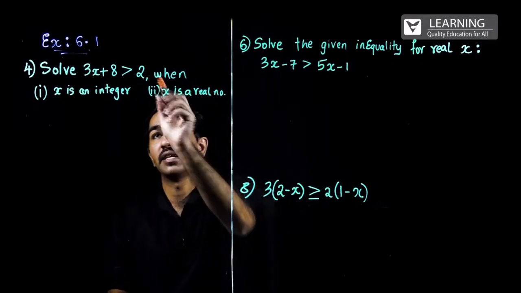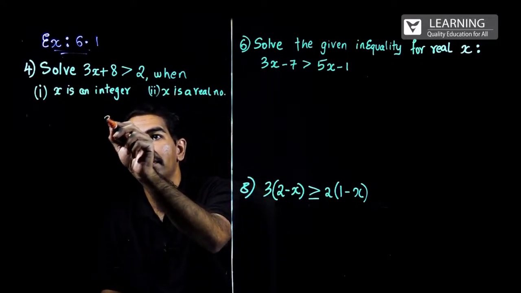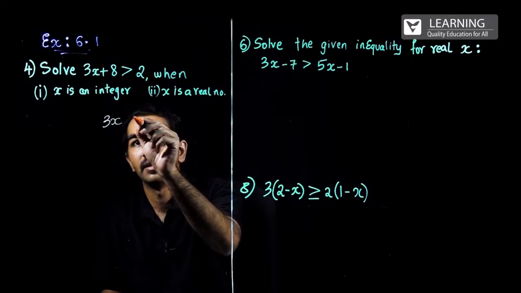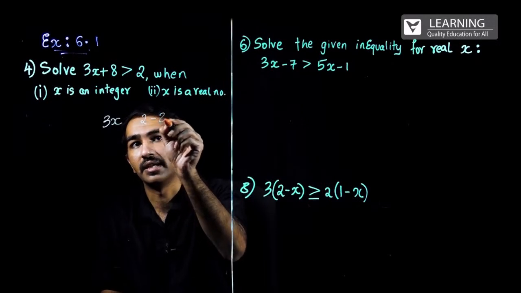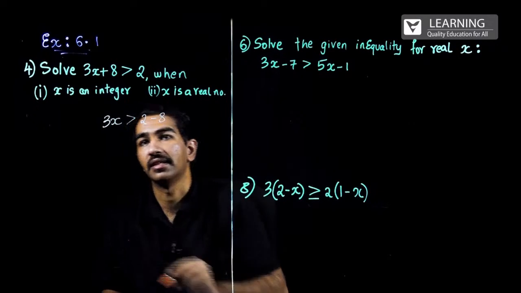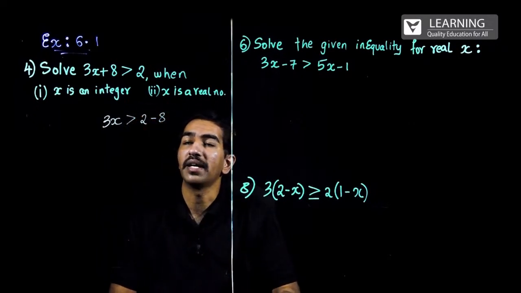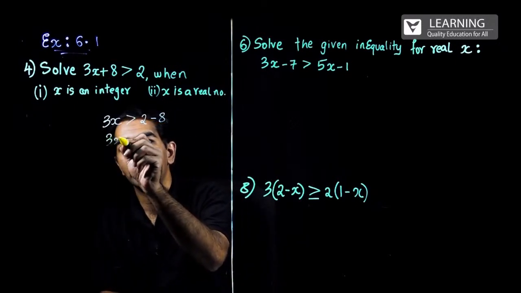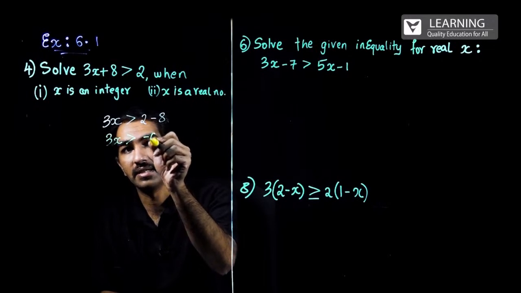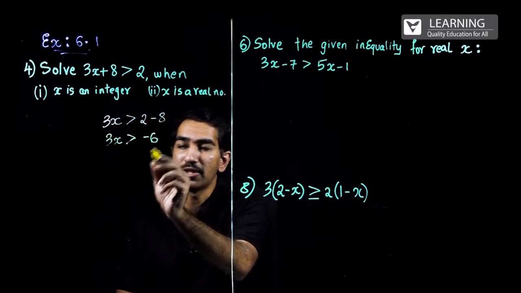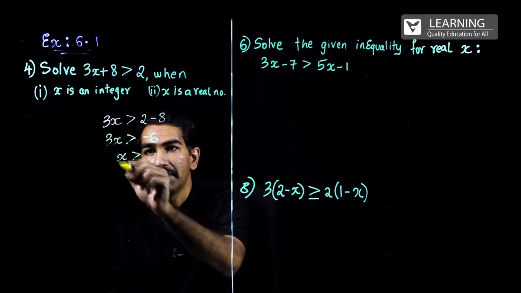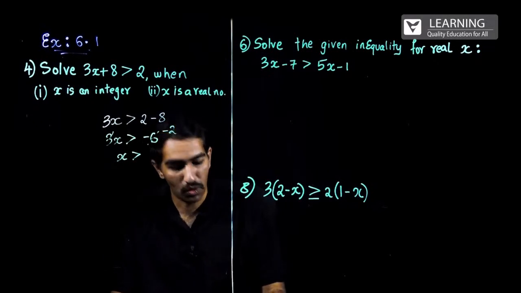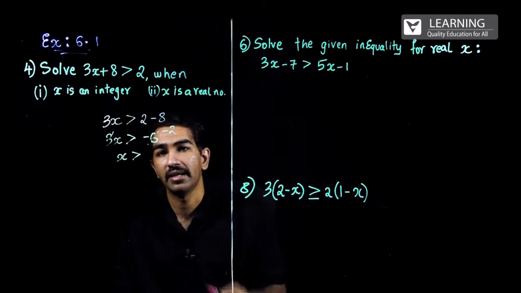3x plus 8 is greater than 2. So here what we'll do is we'll write 3x. Send this 8 on that side. What will happen? 2 minus 8. What is the symbol we have here? Greater than, as it is. So what is 2 minus 8 here? 2 minus 8 will give us minus 6, correct? So here we can write 3x is greater than minus 6. Now send 3 also on that side. So x will be greater than what? 3 1s are 3, minus 2s, correct? So what is x greater than now? x is now greater than minus 2.